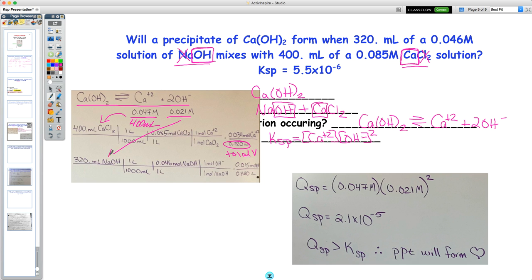This one is going to be right here. So I'm going to say, of my 320 mL, how many moles of hydroxide do I have? And then I end up figuring this out here. And then I divide that also by the total volume.